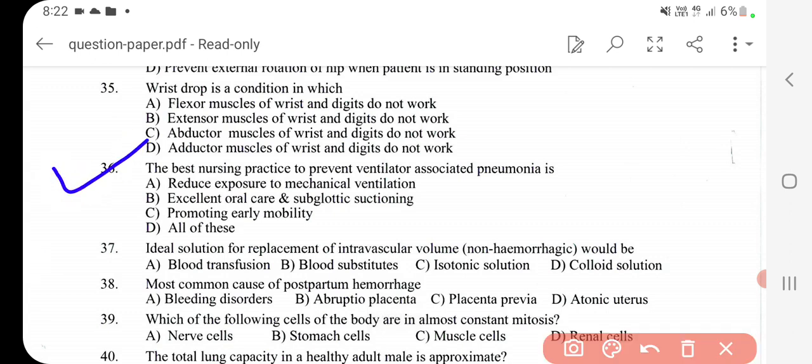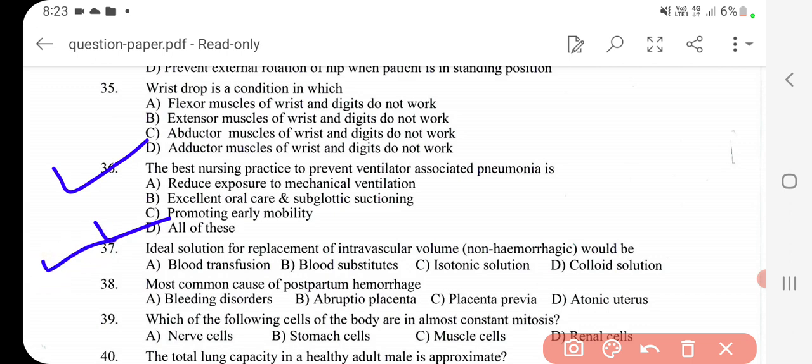Question 36. The best nursing practice to prevent ventilator associated pneumonia is: A, reduce exposure to mechanical ventilation; B, excellent oral care and subglottic suctioning; C, promoting early mobility; D, all of these. So the right answer is all of these. Best nursing practice to prevent ventilator associated pneumonia is all of these. So option D is the correct answer.